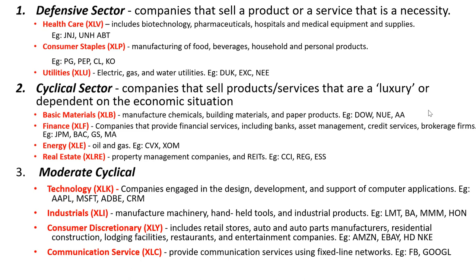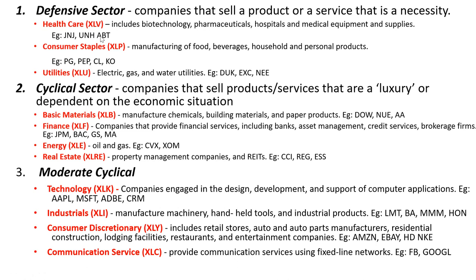So the sectors can actually be divided into three different categories: defensive sector, cyclical sector, and moderate cyclical. The defensive sector is those companies that sell products or services that are a necessity, meaning you must use their product no matter what. The most popular is healthcare, like J&J, UNH, and ABT. These are the top three in this sector.